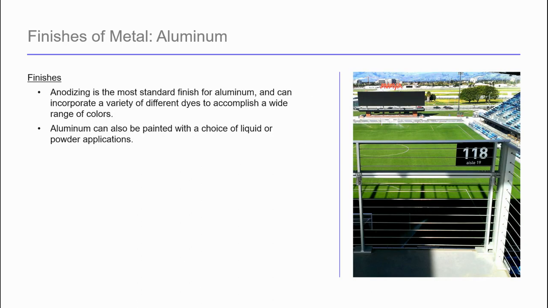So we talked a little bit about finishes. Anodizing is the most standard finish for aluminum, and you can do that in a lot of different colors. That doesn't chip off. It's a surface treatment. It's a chemical procedure. Aluminum can also be painted with liquid or powder applications. The nice thing about that is we talked about that with steel. You chip it, you damage it. Yes, we still have that same problem with aluminum. However, you don't get a rust bleed out if you have a chip that happens in the life cycle of the railing.